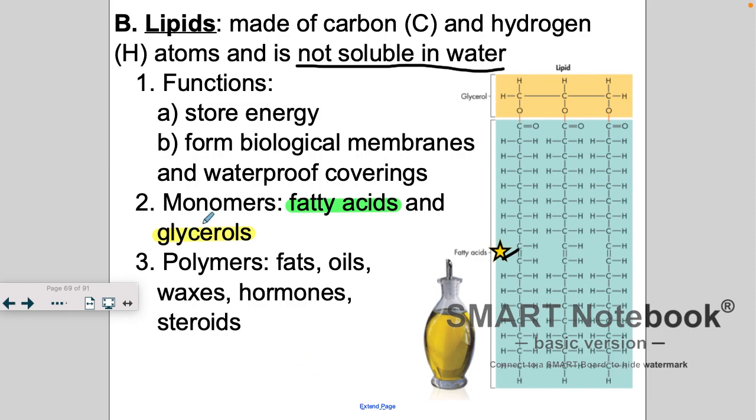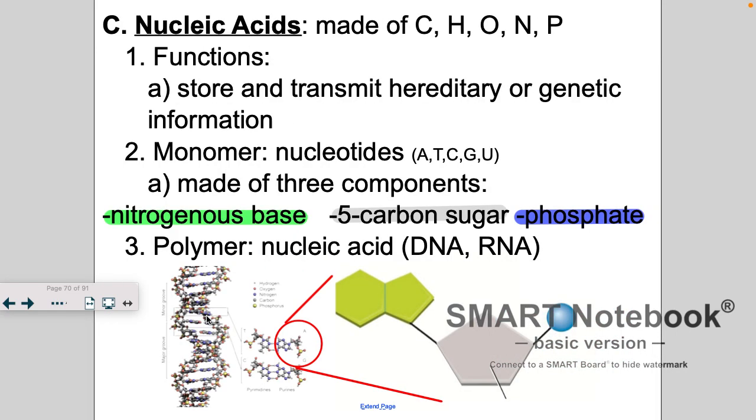But let's just recap here. Lipids store energy for long-term storage, and they form membranes. Monomers are fatty acids and glycerols, and polymers, you can give me lots of different examples. Any of them are acceptable: fats, oils, waxes, hormones, and steroids.